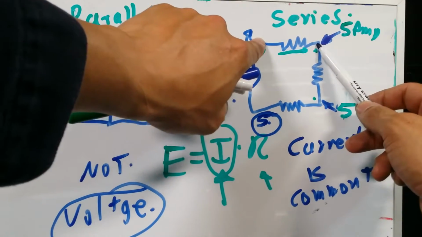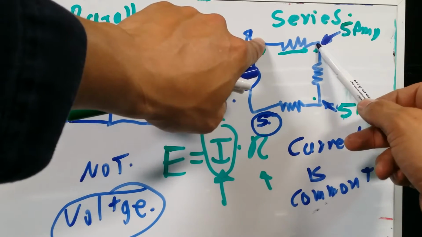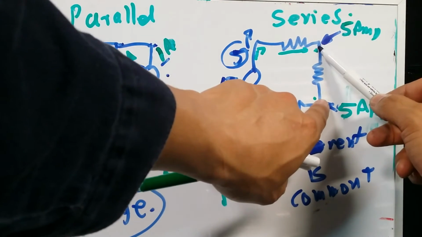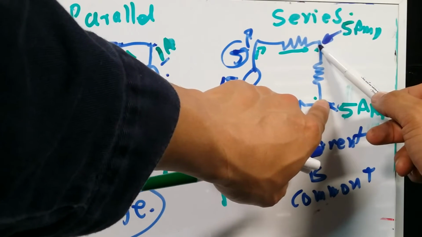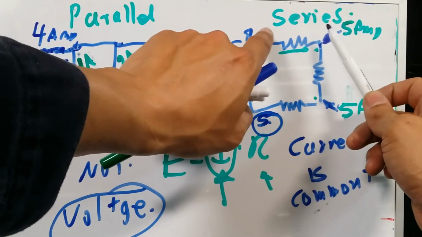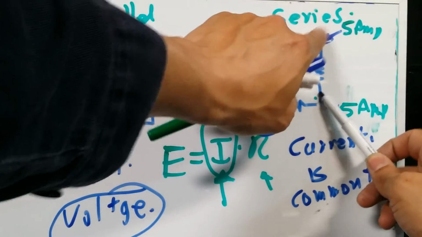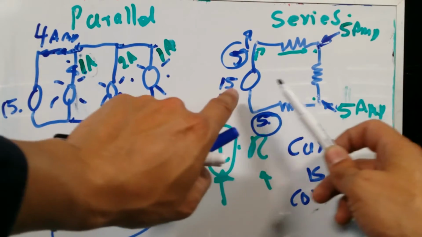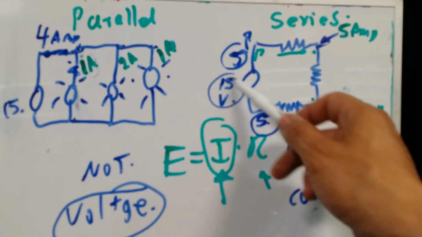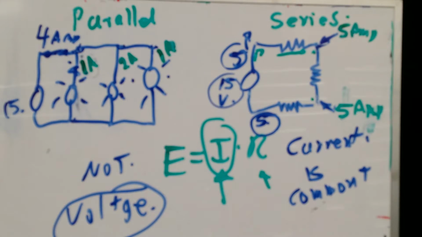If I was to get 5 volts over here, the rest has to be somewhere less than 10 volts, because at the end, the sum of the voltage drops on this resistor, that resistor, and these resistors has to be equal to 15 volts. Let me explain more about that.